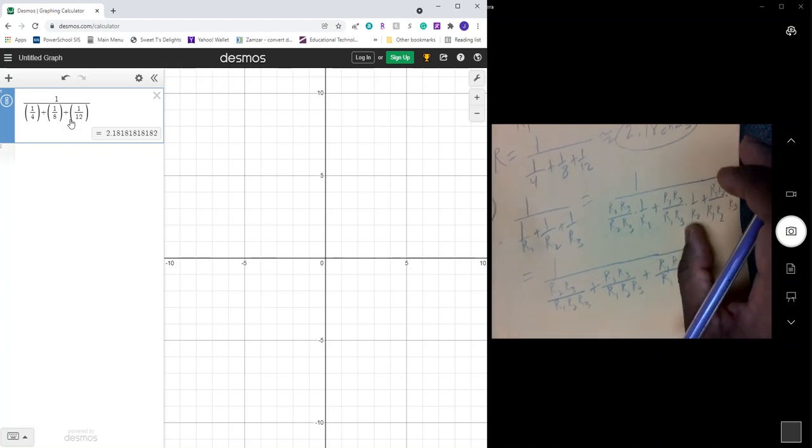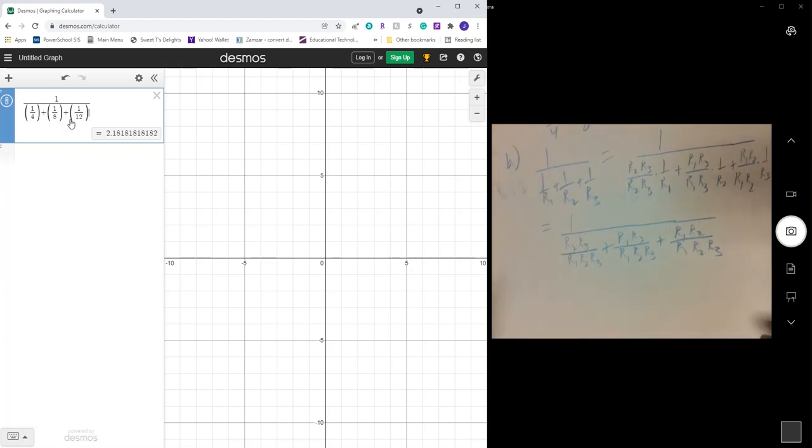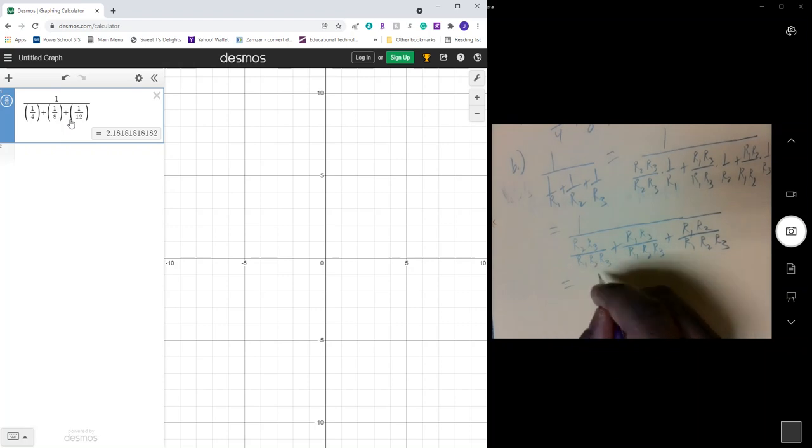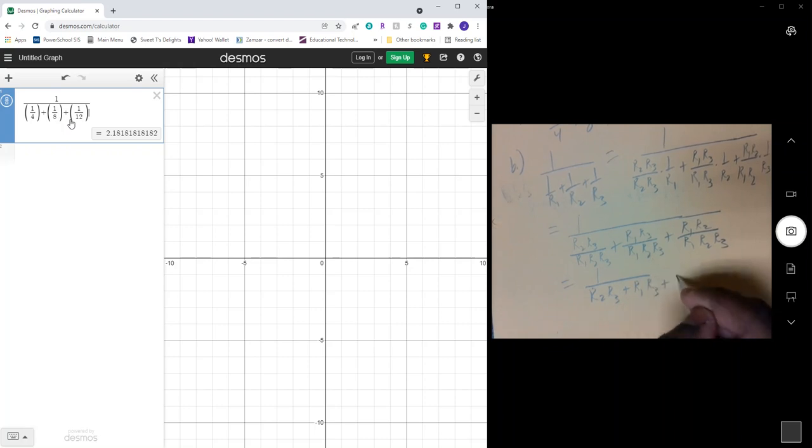Okay, now, so far this is still not simplified because we need to basically get this from the denominator, but we can combine the like terms. So this will become 1 over R2, R3 plus R1, R3 plus R1, R2. And all of this will be over R1, R2, R3. Now, we want to get rid of this here.